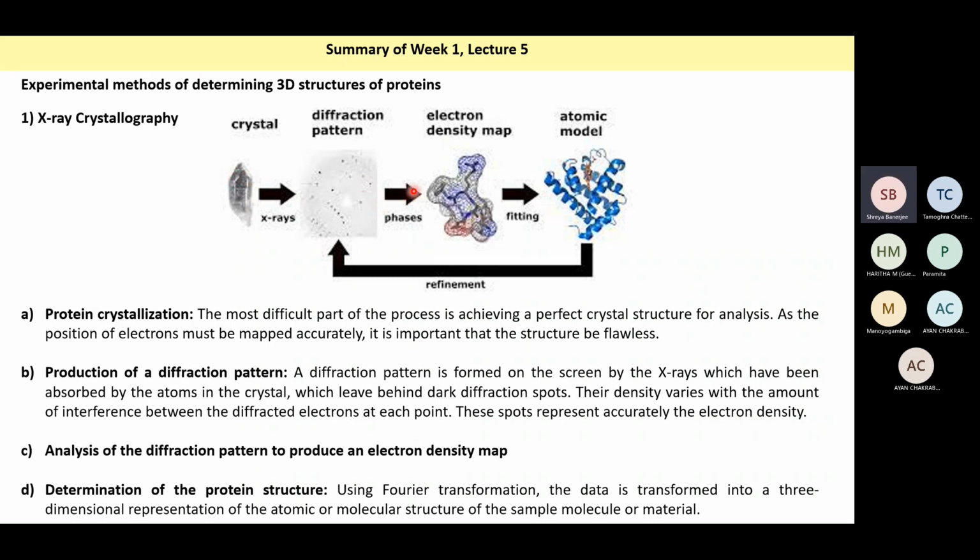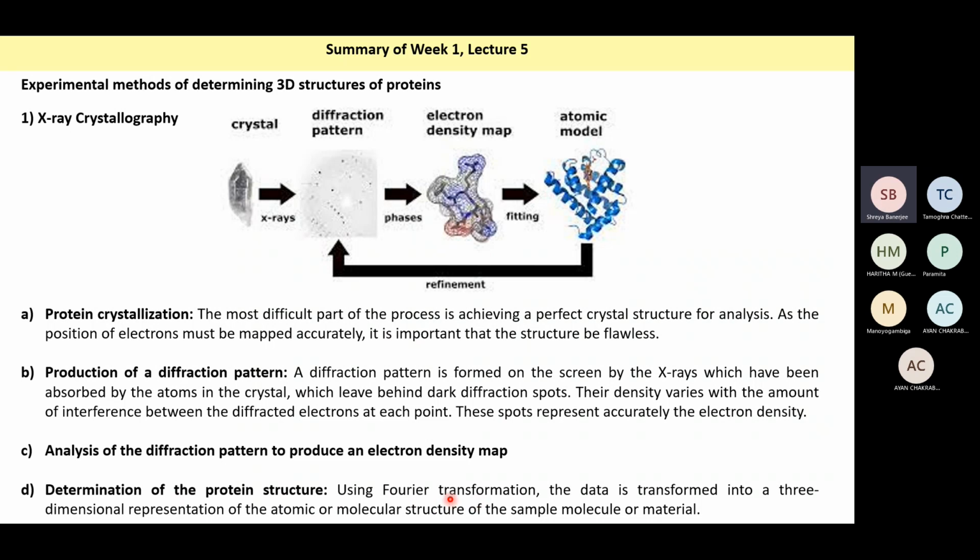Then this diffraction pattern is analyzed to form an electron density map. Basically, where the spots are more intense, that is an electron dense region. So it can probably be something like a phenyl ring, which is very electron dense because, you know, the phenyl ring has pi electrons. Like that, the diffraction pattern is interpreted to form a map of the electron density. And then from this map, the protein structure is determined.